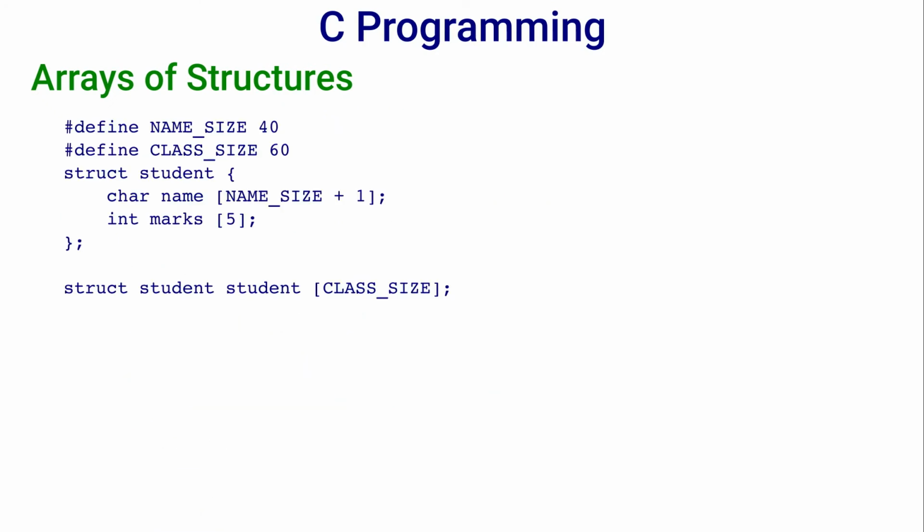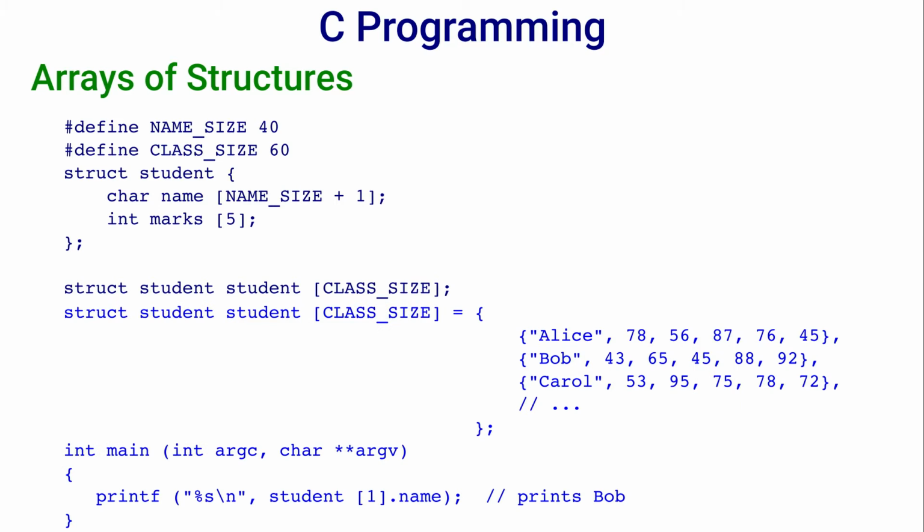You have a structure with student attributes as members, and then you can have an array of student structures. So this is our simple student structure, which has student name and an array of 5 elements, that is marks for 5 subjects. And we have the array of struct student. We can definitely initialize this array with values for all students in the class, and it works as expected.